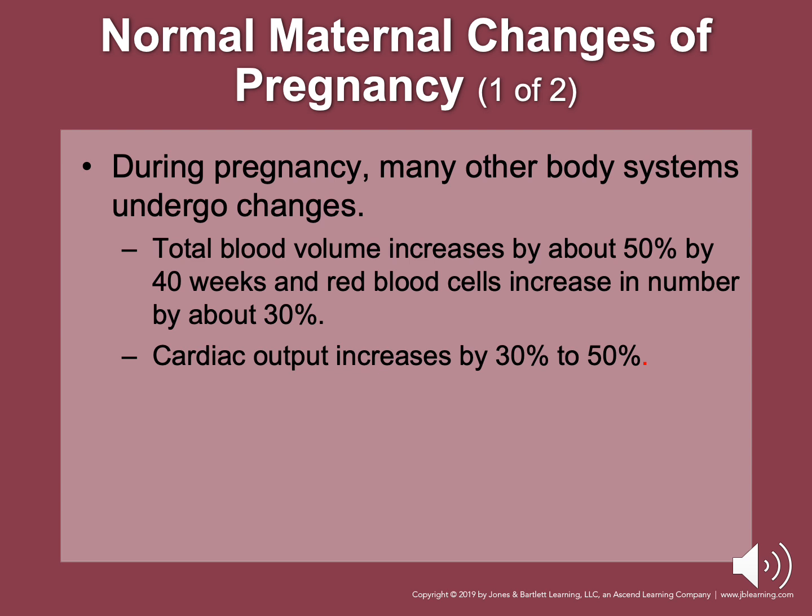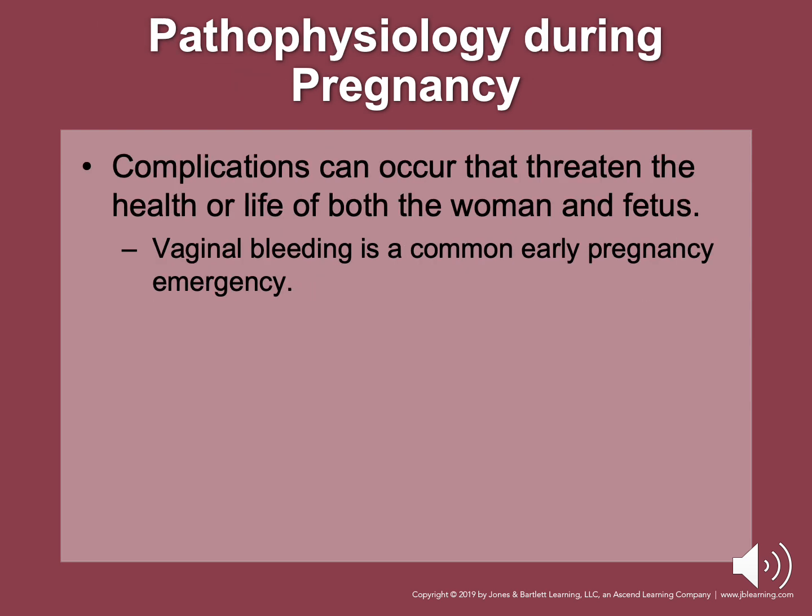Normal maternal changes in pregnancy. During pregnancy, many of the body systems undergo changes to support the growing fetus. Total blood volume increases by 50% by 40 weeks, and red blood cells increase by about 30%. Cardiac output increases by 30 to 50%, and in the second and third trimesters of pregnancy, the gravid uterus may compress the woman's inferior vena cava when she lies supine. And we'll talk about that in emergencies, but don't put a pregnant mother supine. Always lay them on their left side, and this is the reason: it releases pressure off the vena cava.